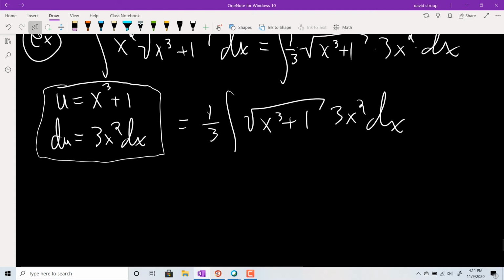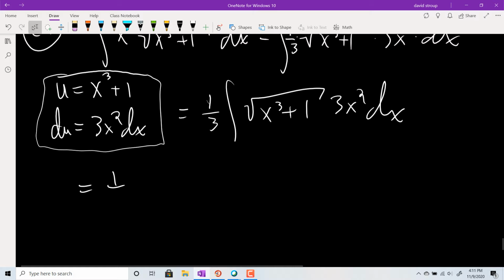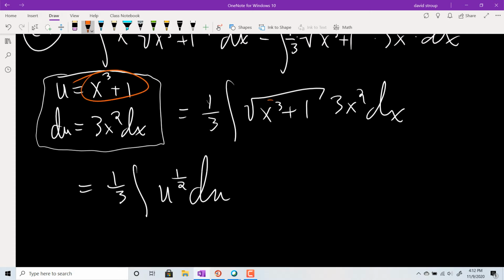Okay. So in this case, we have then 1/3 integral u^(1/2) du. Okay, so I just substituted in again. So u is sitting right here. The du is right there. This is du.